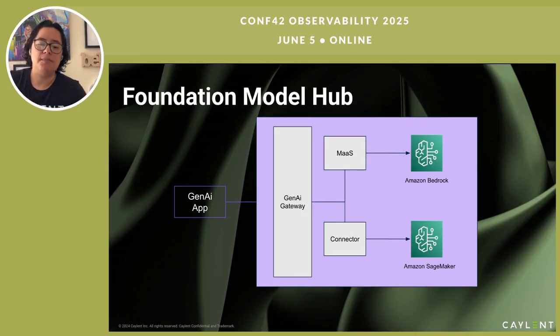Okay, this is an example of what a foundational model hub looks like at a high level, right? You can have a Gen AI application and you're going to have a Gen AI gateway that is going to be the point of access for all your Gen AI components that are part of your application. That could be, for example, models in Amazon Bedrock, or you can create your own models. You remember that I said you can have both? Yeah, you can have both.